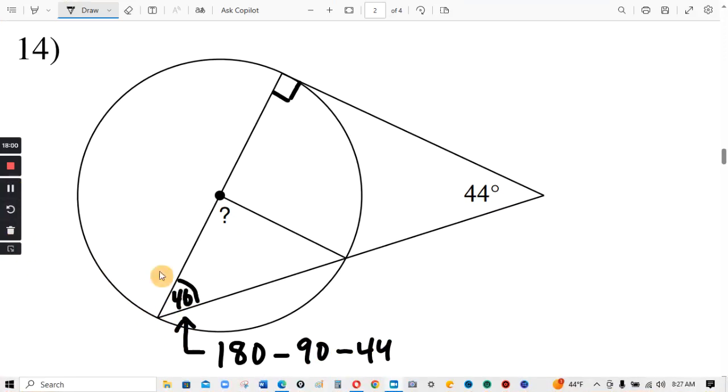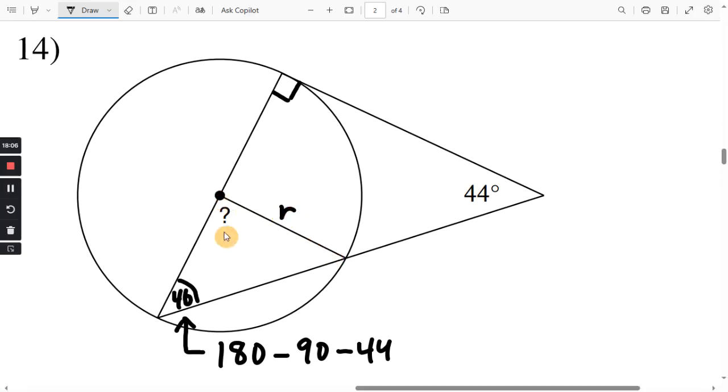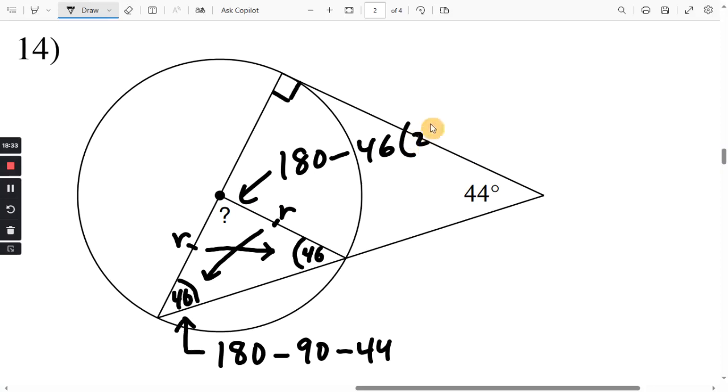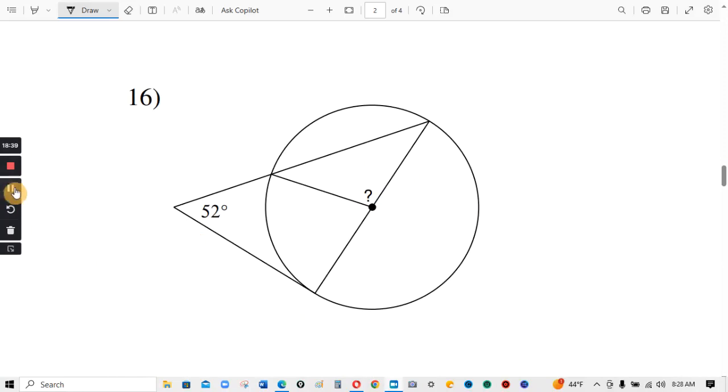All right, and that is going to be 46. All right, and we can see this is the center. So this right here is a radius, and this one right here is also a radius. You can mark those congruent. All right, going across, side to angle. If that angle is 46, then this angle here is 46. All right, if the sides are congruent, the angles are going to be congruent as well. So the question mark is going to be 180 minus the other two. 180 minus 46 times 2. All right, 16 is very similar.